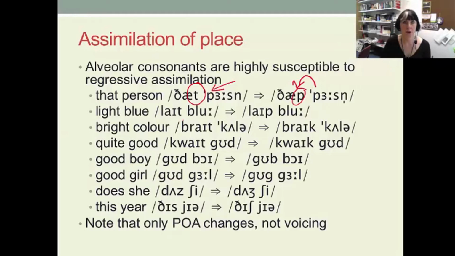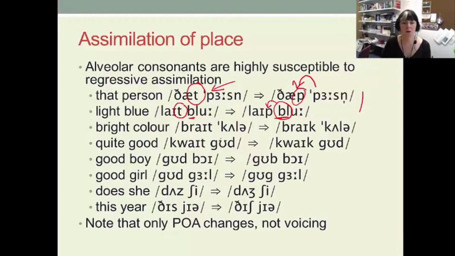In the next phrase we have "light blue," so here we have an alveolar consonant followed by a bilabial one again, and we find that the bilabial one has a backwards effect on the consonant. Now this is place of articulation. What we have here is called bilabial assimilation, because the bilabial consonant here is having an effect on the preceding sound. So in both of these examples, what we have is bilabial assimilation.